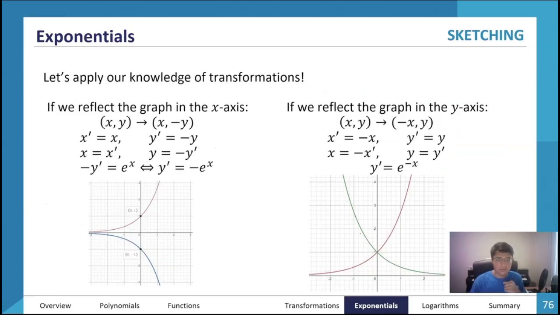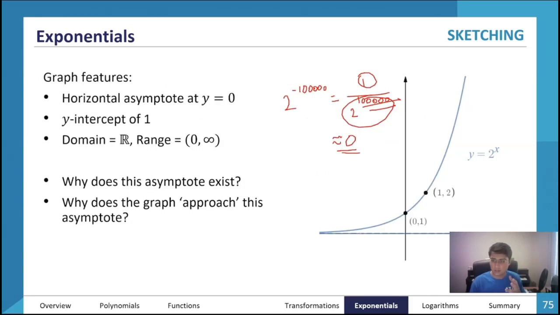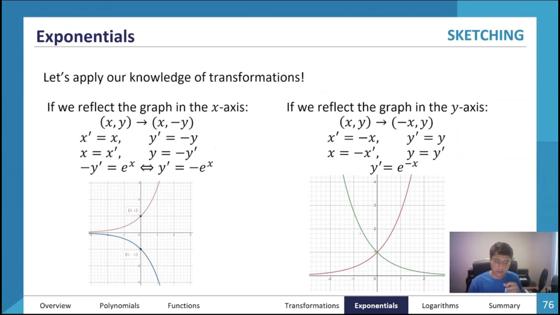Okay. Now, we looked at the basic graph of 2 to the x, or just the basic exponential graph in general. We can now apply transformations to it to have a bit more versatility when it comes to sketching exponential equations. First of all, we can look at reflections. If we reflect in the x-axis, we know that means going from x comma y to x comma negative y. We're affecting the y values because we're reflecting in the x-axis. So x dash is just x, y dash is now negative y.